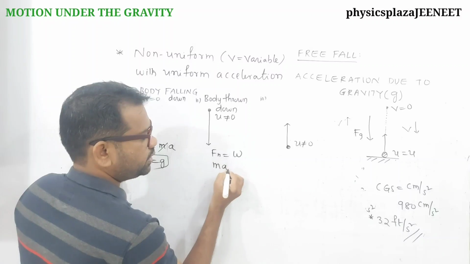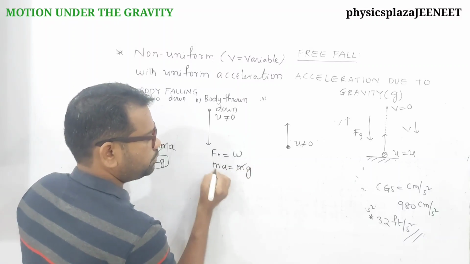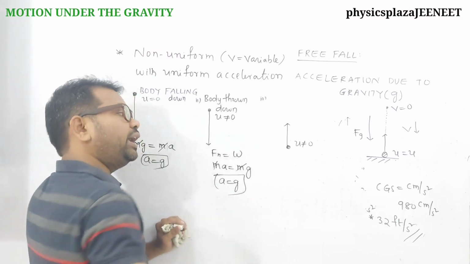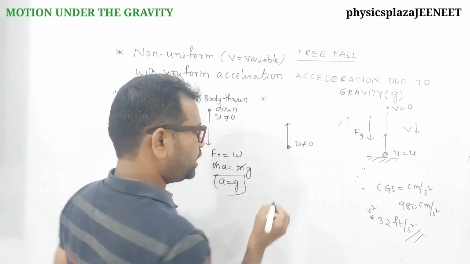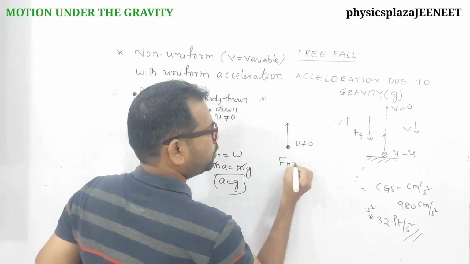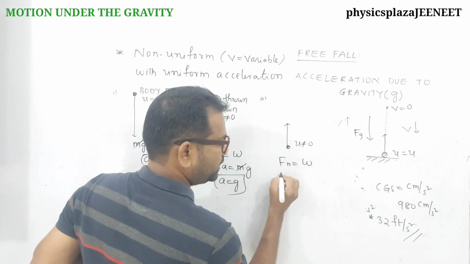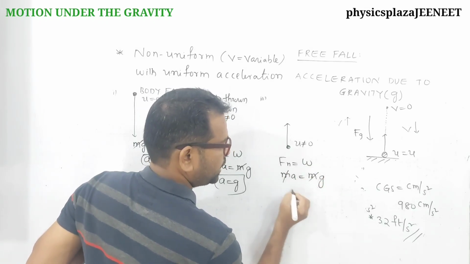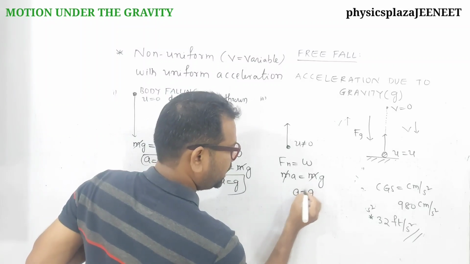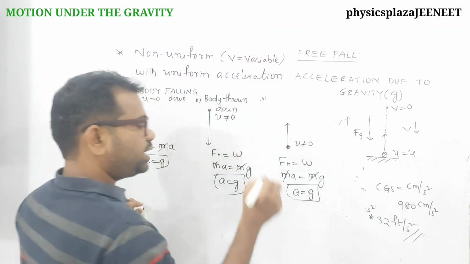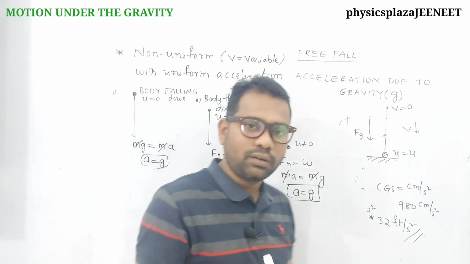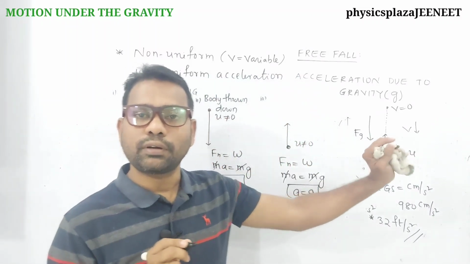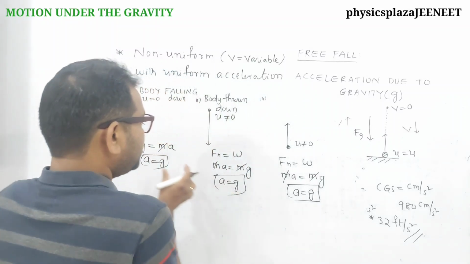So net force is ma, weight is mg, m cancels, so a is equal to g. Yes, even in the third case, at any instant during its journey, children, the net force acting on the body is nothing but its weight only, that is ma is equal to mg, m cancels, so a is equal to g. So children, this is the reason why a is replaced with g whenever objects are moving under the action of gravity. So throughout our motion under gravity, a is replaced with g.